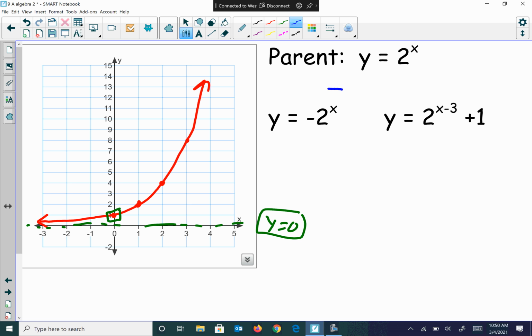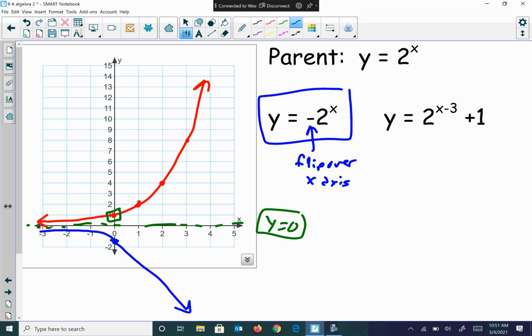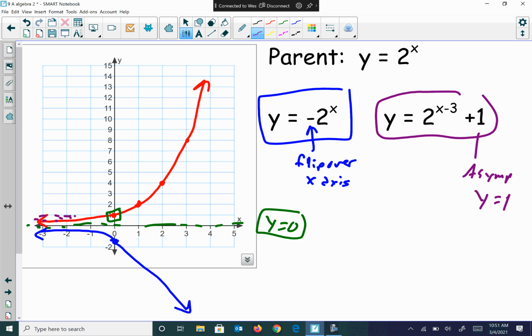So let's look at what this would do. What does a negative out in front usually do? What would you mathematically think that would do? Yeah, it flips it. So this is going to flip over the x-axis. The unfortunate thing is, they didn't draw the graph in a nice way so we could see it nicely. Yep, negative out front flips it downward. This becomes my asymptote, so I get y equals 1. Now it's traveling along this line, and I'm not going to cross that.